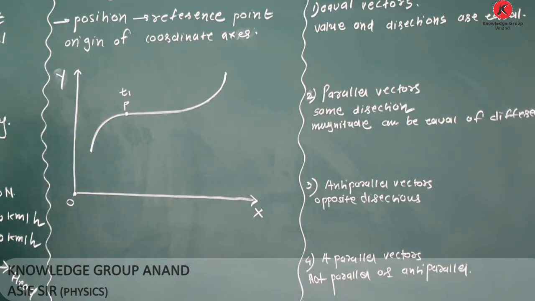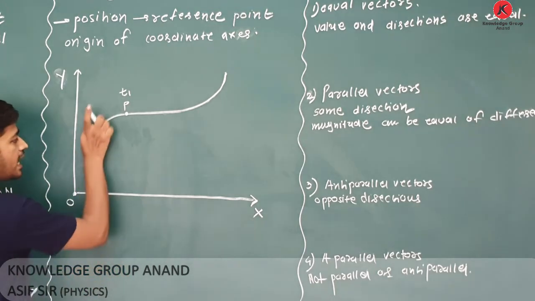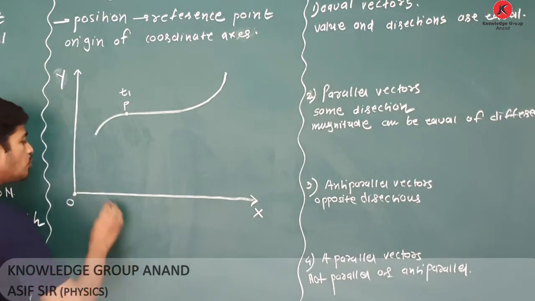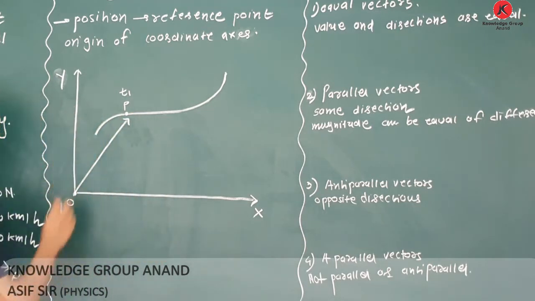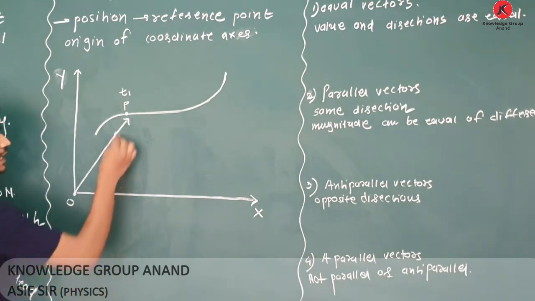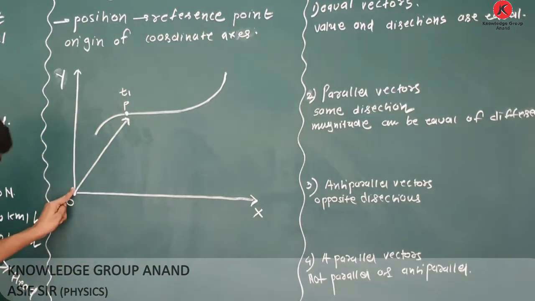Then how to define the position of the particle at time t1? See, draw one vector. One vector means one arrow, from the origin to that given point. The tail of the vector is at the origin and the head is towards that point. Okay, so see, it is one vector. Clear about this?